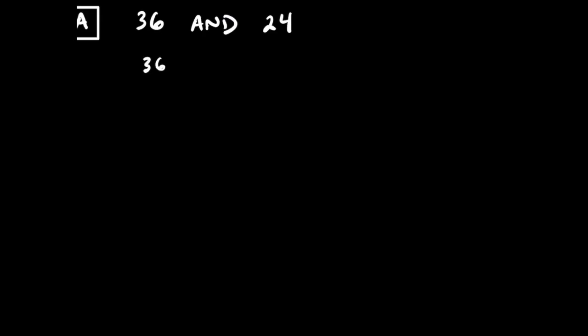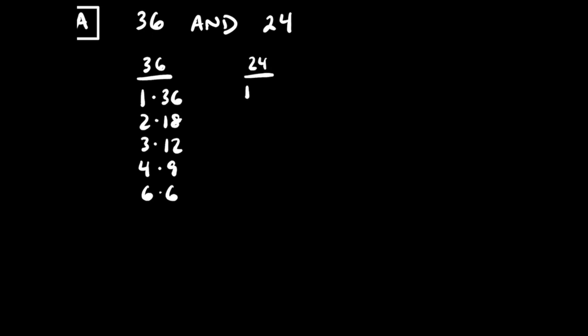Let's start by writing the factors of 36 out. 1 and 36 are going to always come first, 2 and 18 because it's even, 3 times 12 is going to get us 36, 4 times 9, and 6 times 6. These are all the factors for 36. If you need to write a prime factorization out, go ahead. Next, let's write the factors for 24. We start off with 1 and 24, go to 2 times 12, 3 times 8, and 4 times 6.